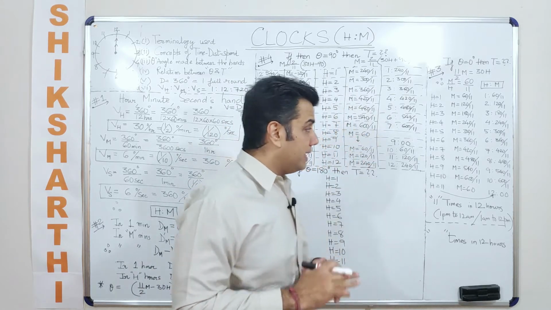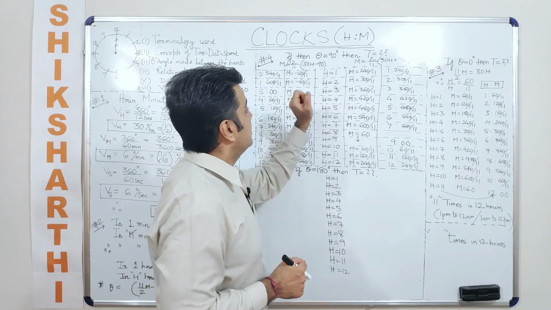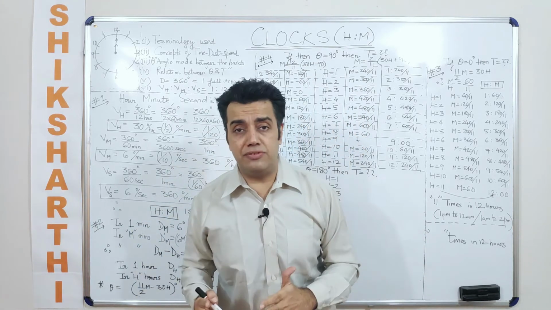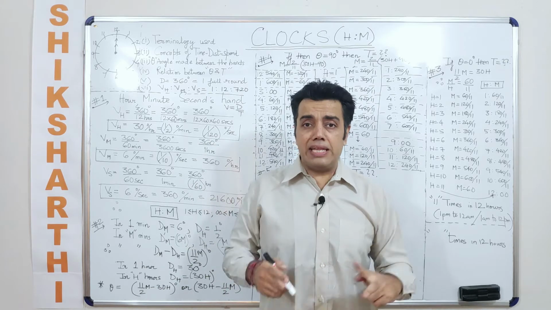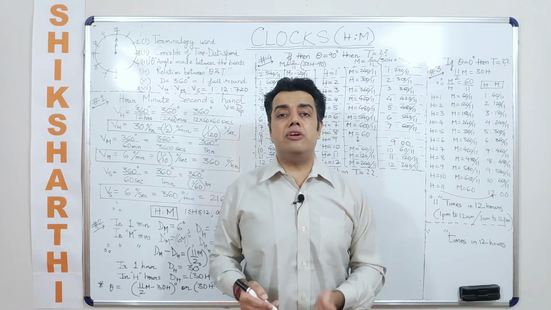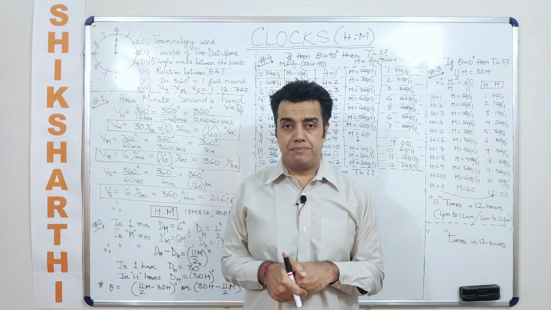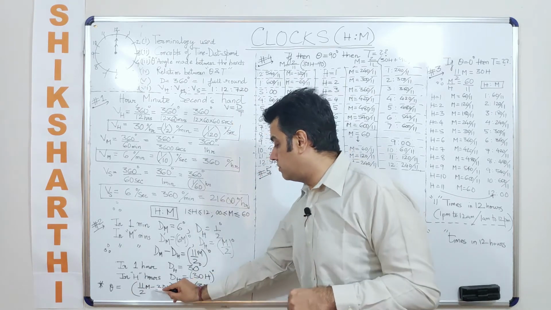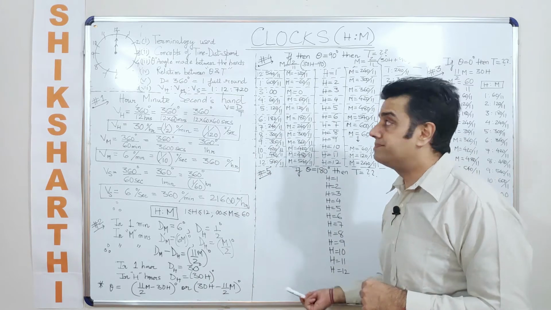Okay, the final discussion here. Now the final discussion here is, when would the hands, now when we are talking about the hands, we are basically talking about the minute's hand and the hour's hand, making an angle of 90 degrees between them. So using the same formula, which formula are we going to use now? This formula and this formula.